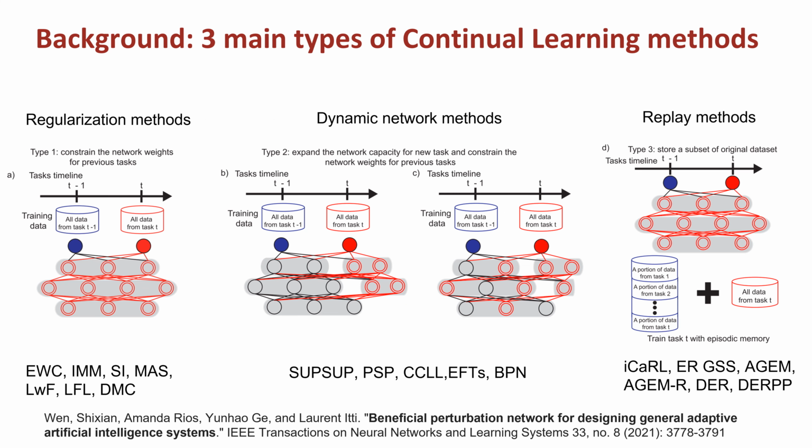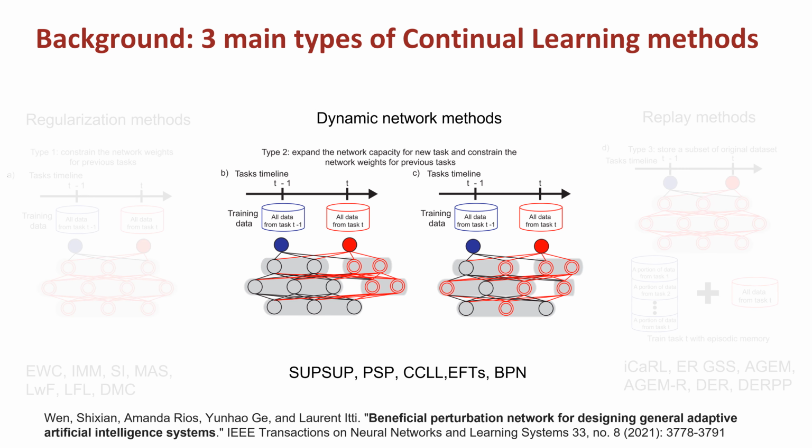There are three primary approaches to continual learning: regularization methods, dynamic network methods, and replay methods. Our paper aligns with the dynamic network methods category. When learning new tasks, our method introduces a new set of parameters specific to that task. A key advantage of our approach is its efficiency in terms of memory and computational costs.